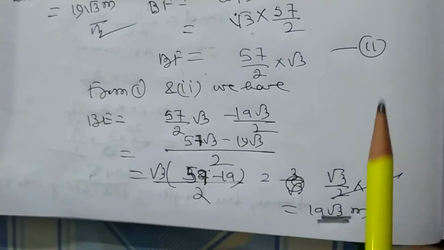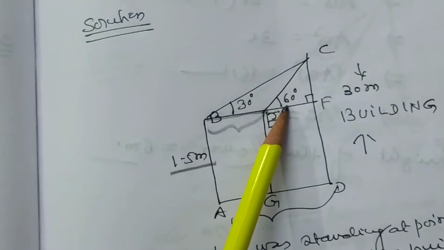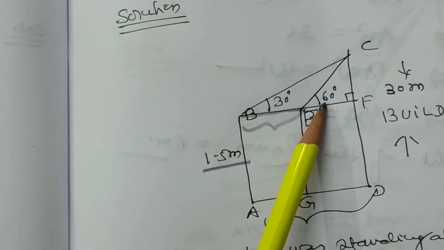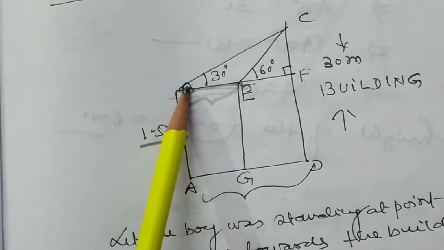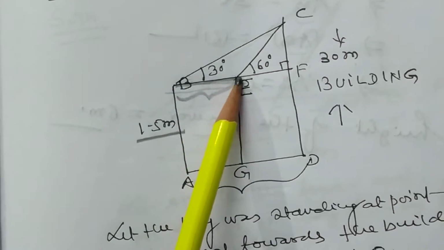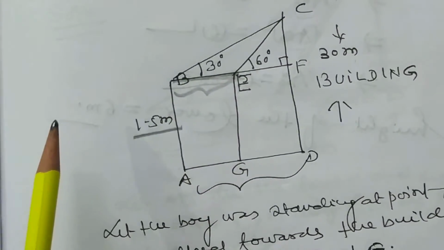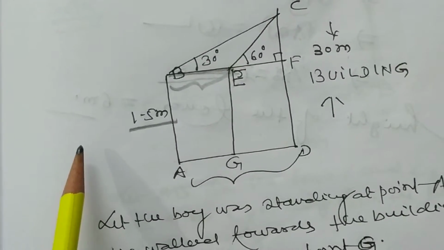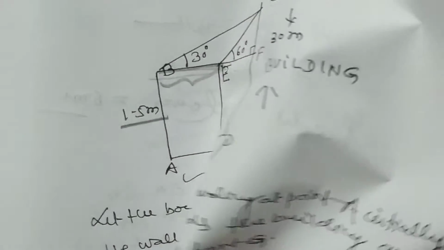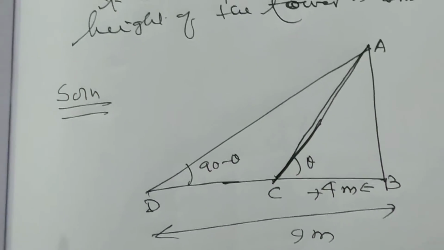So when the angle of elevation changes from 30 to 60, this distance is covered by the boy. So my dear student, in this way we can solve the problem. Now I want to solve the next problem.